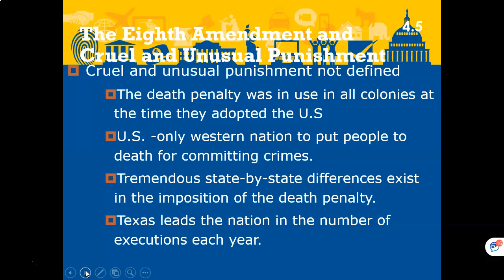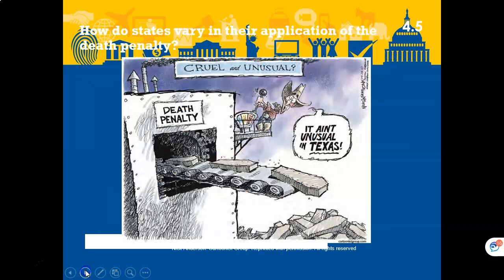But states get to decide, and there are some states that don't allow the death penalty. There are some states that allow the death penalty but don't use it. California is one of those. And then there's Texas and Oklahoma and Arizona and Florida that do allow the death penalty and use it all of the time. Texas by far is the top distributor. I don't know what the word is. Leads the nation in the number of executions each year.